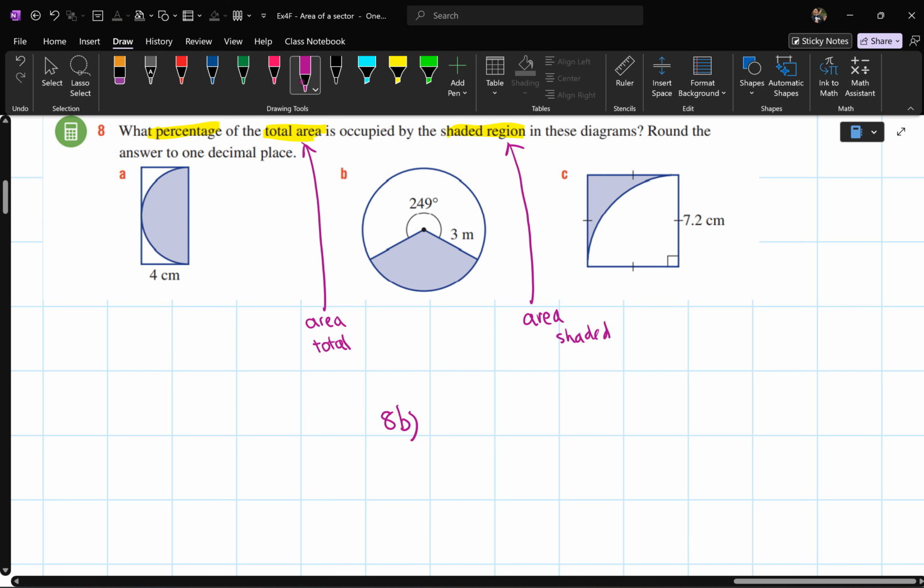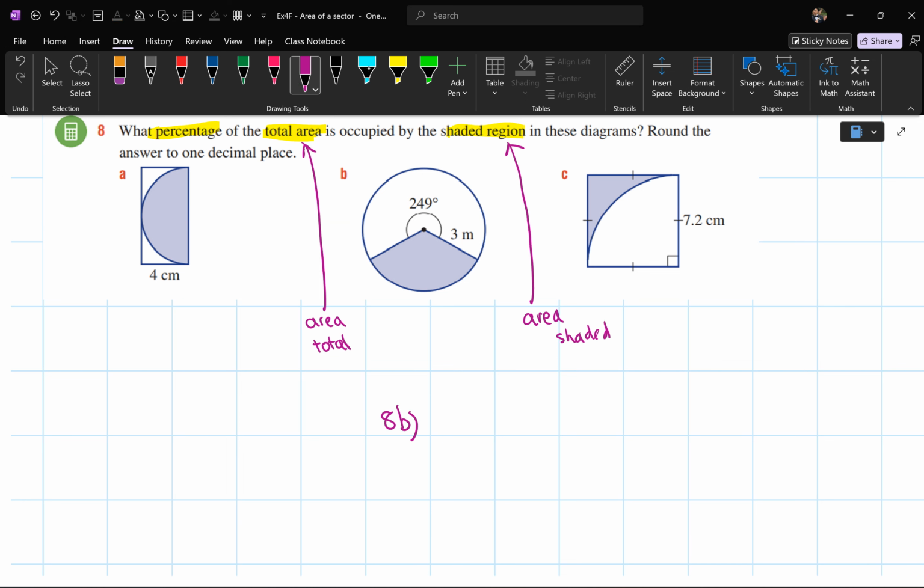8b. They've given us a circle. And what I can see here is they've given us a radius. So from the center to the outside of the circle, it's 3 meters. So I know R is equal to 3 meters.